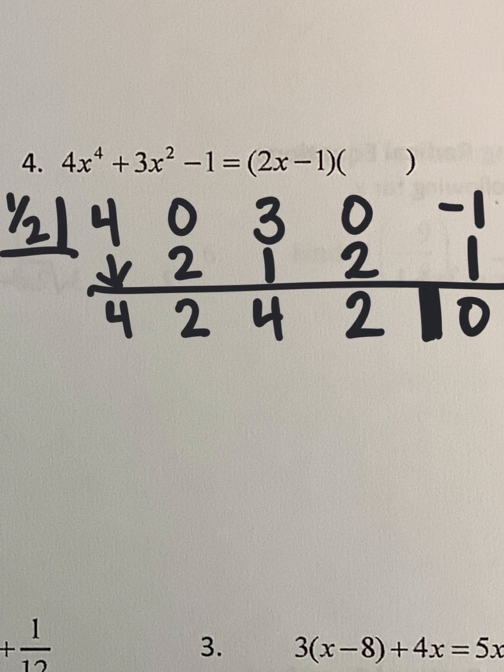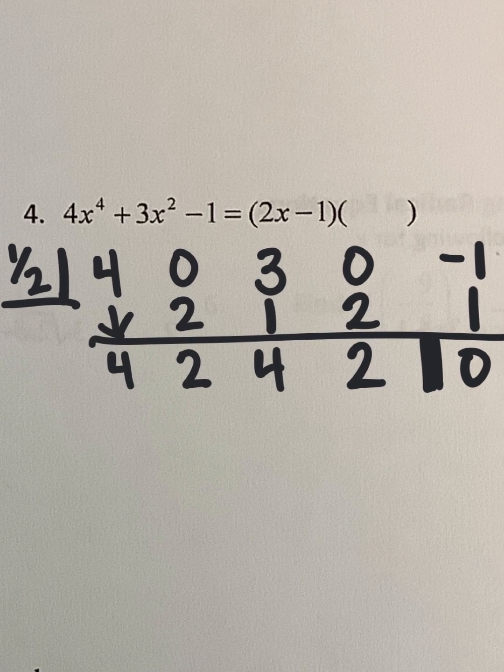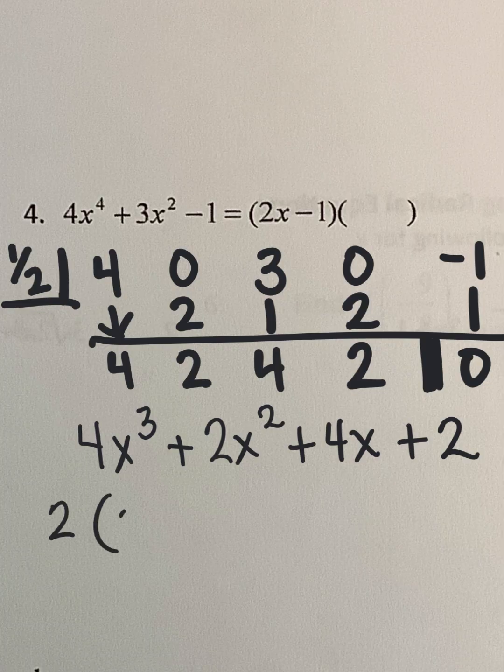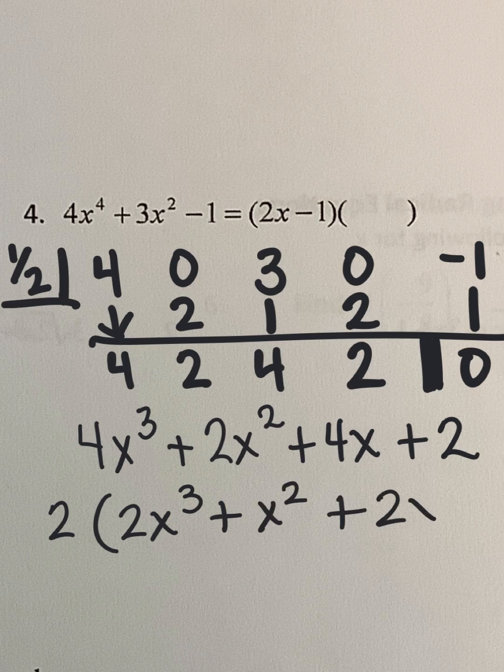So from there, this one is actually a little bit longer because you got 4x cubed plus 2x squared plus 4x plus 2. So that will keep going. And it first off has a GCF of 2, so I can take that out to begin with. So I have 2x cubed plus x squared plus 2x plus 1.